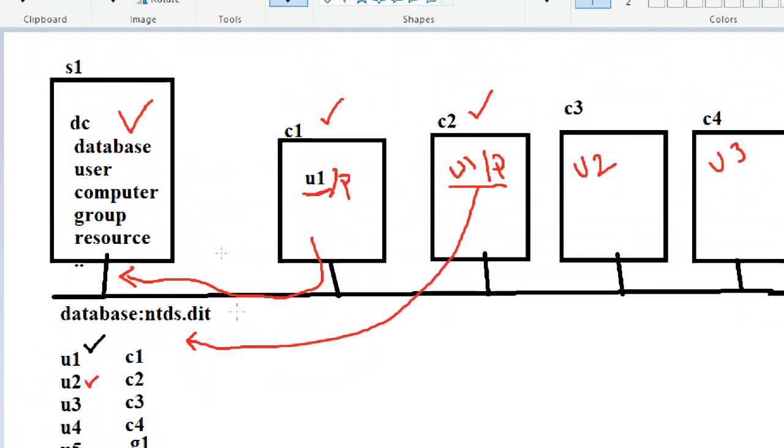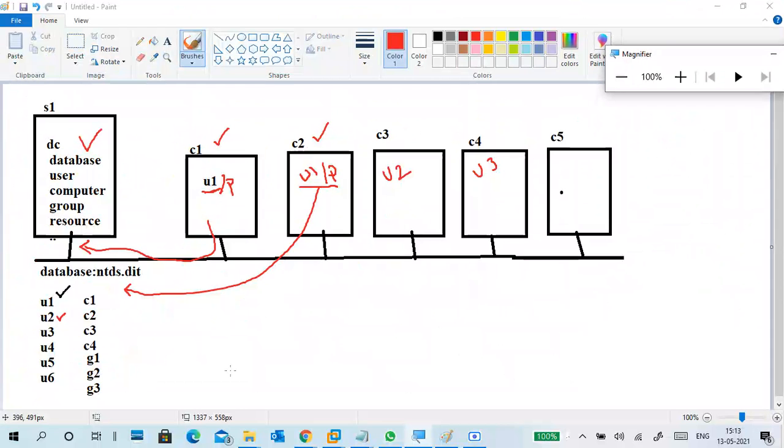Guys, understand or not at all understand? Understood? Think of a database stored in a server. In the database only, we are creating users. When you add your client to the domain, it means the client PC information is also stored in the domain database. Now, whenever the user tries to log in, the authentication will be sent to the domain controller. The domain controller will authenticate your user.